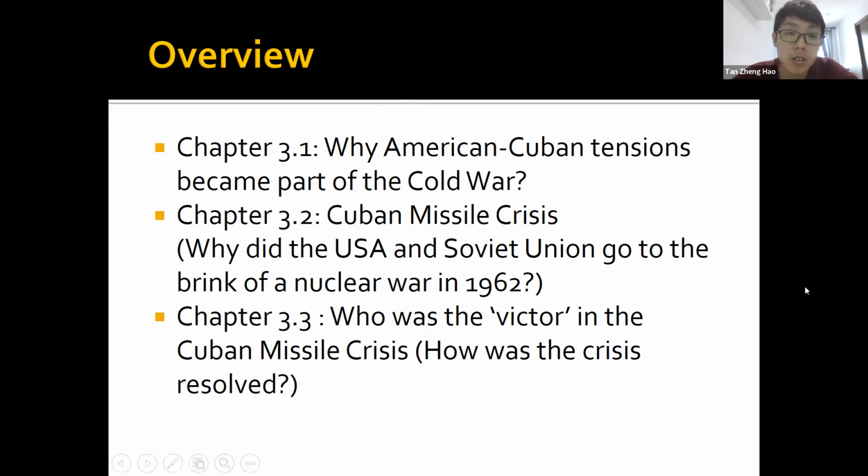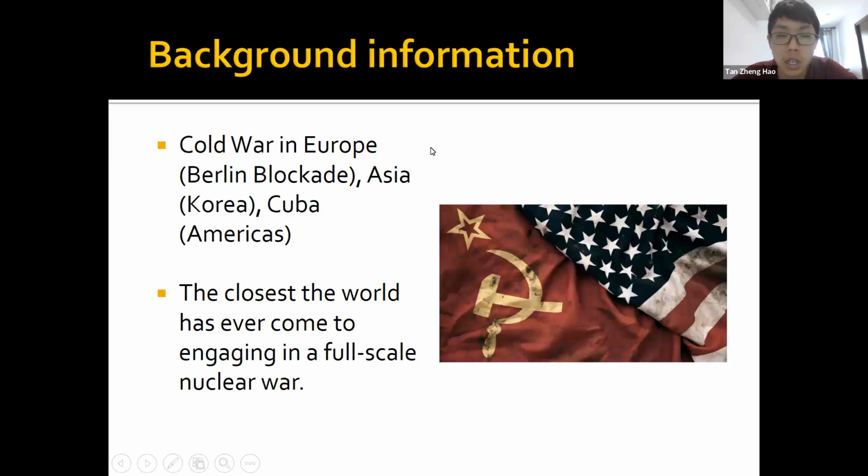For the first part, let's find out a bit more about America and Cuba. In 1960, the Cold War is going on in Europe. There's the Berlin blockade, there's the Korean War, and on the other side of the Earth, we have Cuba. This is a very significant event because it was the closest the world came to engaging in nuclear war. Even in the Korean War, there were no nuclear weapons used. It was conventional weapons, normal troops. So this is a bit special.